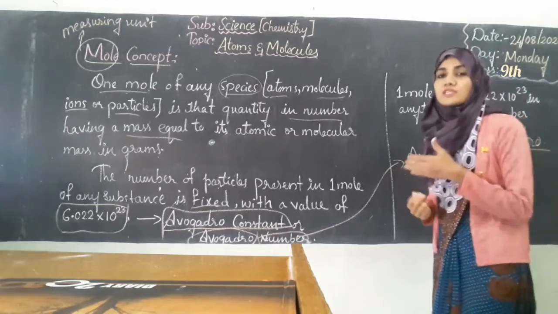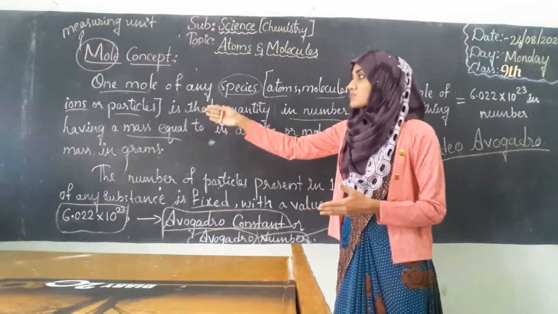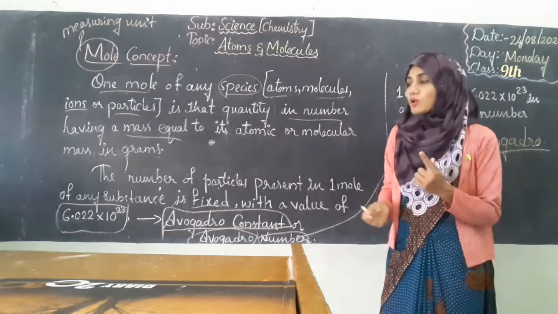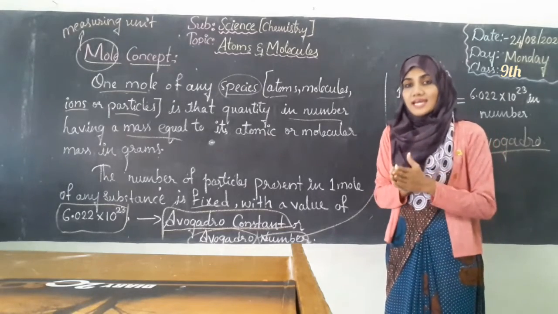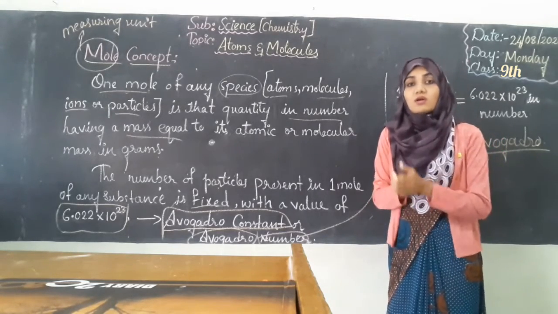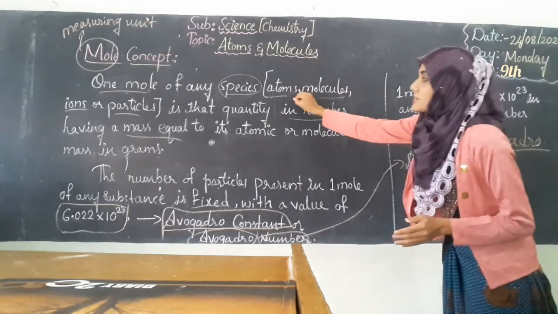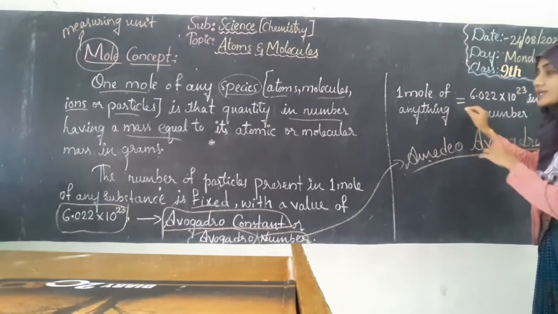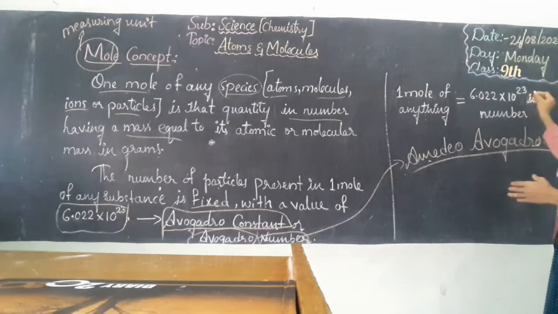After so many experiments conducted by scientists, they finally found the molar concept, that is, a particular constant value for 1 mole. So the value of 1 mole is 6.022 multiplied by 10 to the power 23. It is called the Avogadro constant or Avogadro number. So 1 mole of anything, in the sense of atoms, molecules, ions or particles, will be equal to 6.022 multiplied by 10 to the power 23 in numbers.